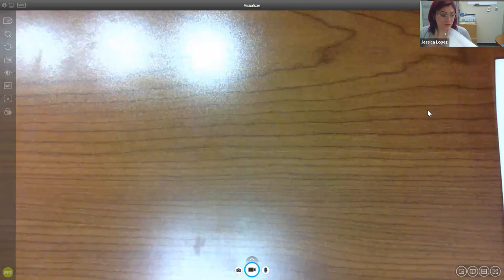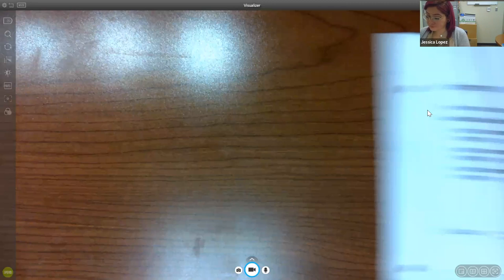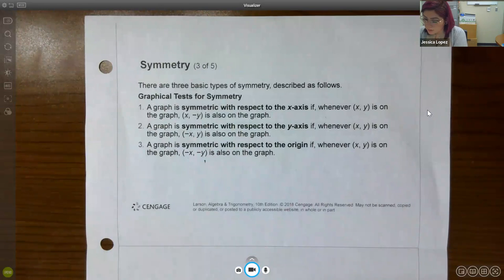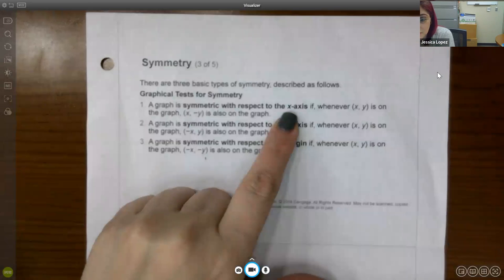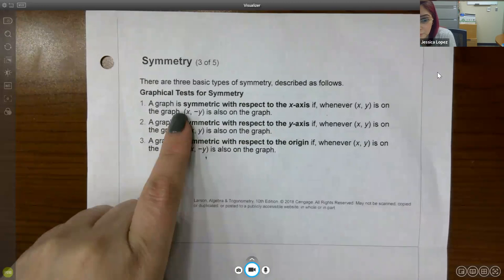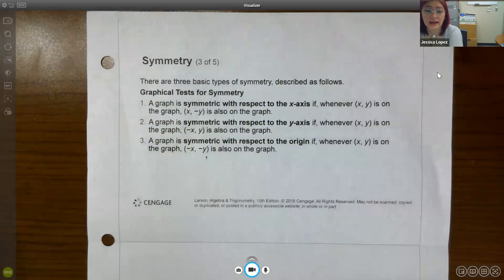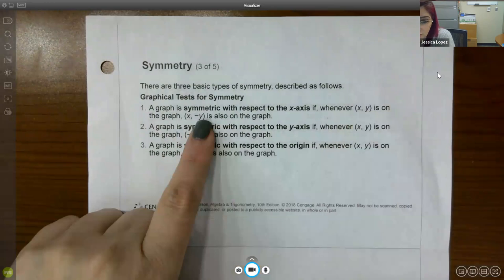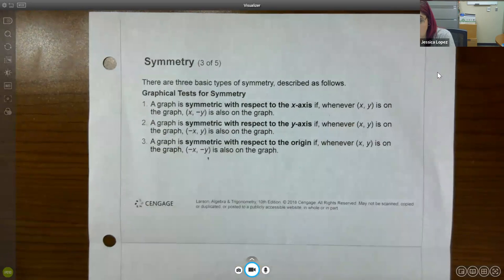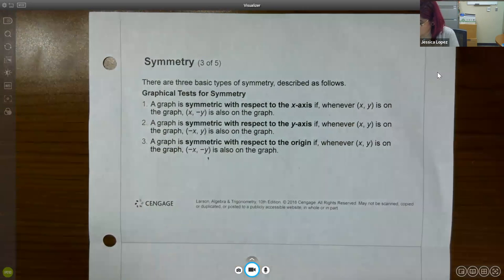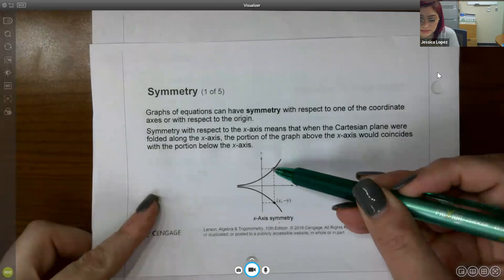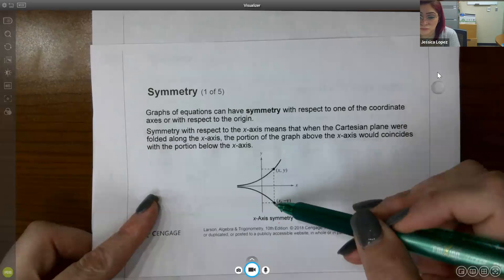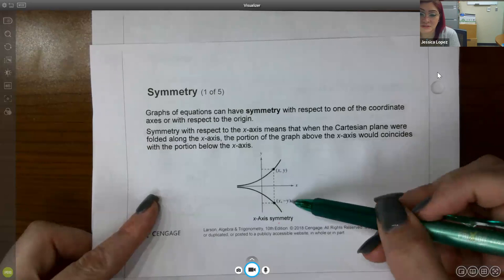So of course, naturally, there's going to be some tests for symmetry. If you want to test for symmetry with respect to the x-axis, a graph is symmetric with respect to the x-axis when you have a point on the graph, but when you change the sign of the y-coordinate, this new point is also on the graph. And that was shown here. So you've got this point here. Notice that the x value is the same, but the y value is the same distance away from the x-axis, but this one's in the positive direction and this one's in the negative direction, okay? So they'll share the same x, but the y values will be opposite.